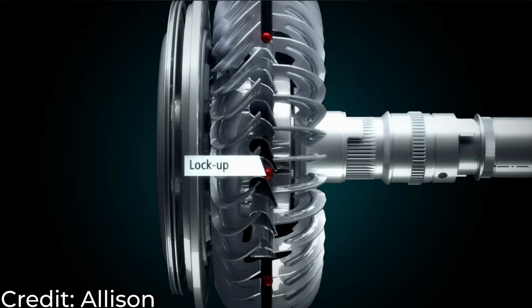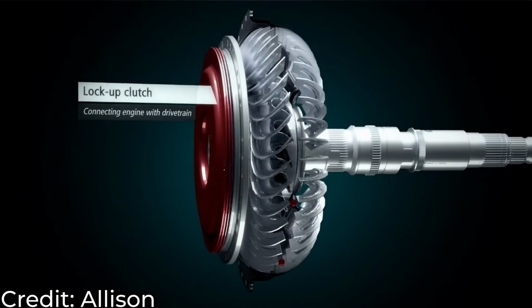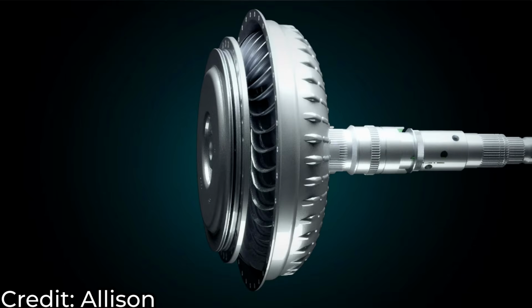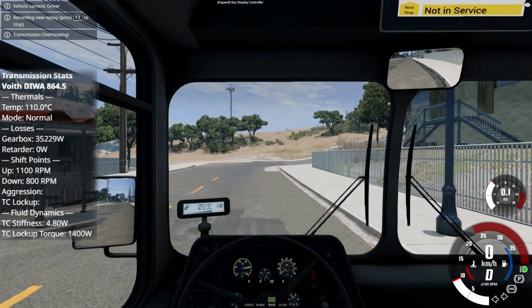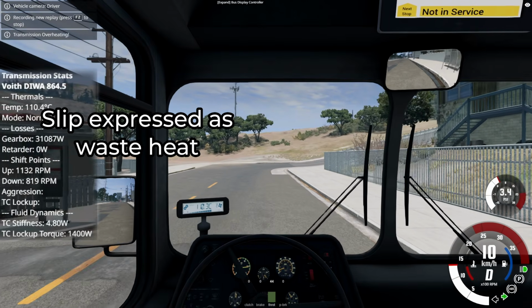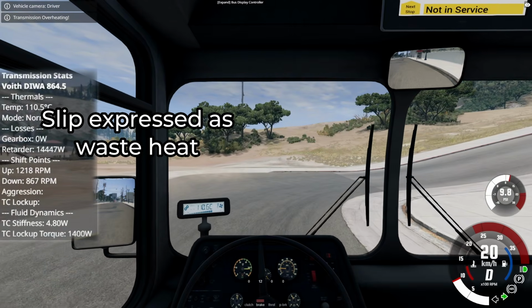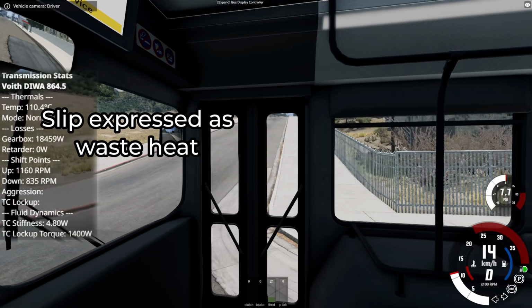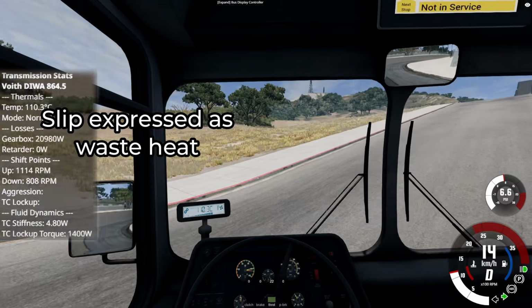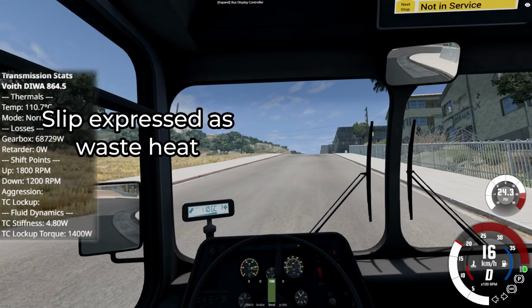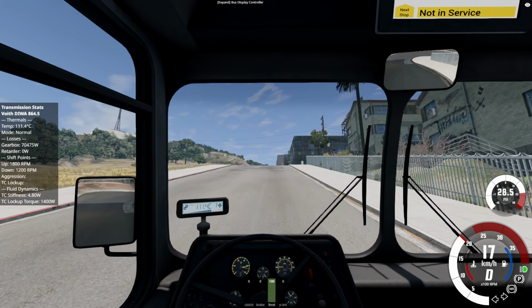The problem is that oil isn't a solid connection. It has slip, and in physics, slip equals friction. Every time your engine is revving higher than your wheels are turning, you are slipping that oil, which creates waste energy, which turns into raw heat. This is why stop-and-go traffic or heavy acceleration is the natural enemy of your transmission.